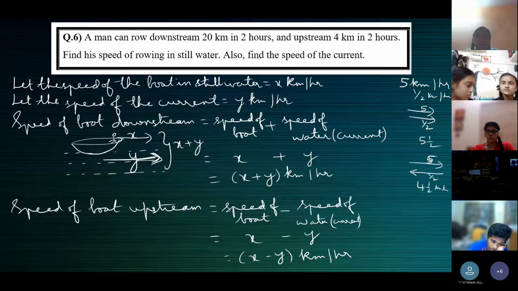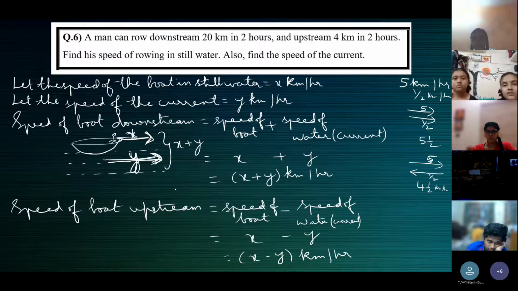That's why I've written let the speed of the boat in still water, that is without the influence of the water, be X. With the influence of the water, it will be X plus Y. Downstream is X plus Y. What is downstream? Rowing the boat in the same direction as the flowing water. That is going downstream. Water flows in this direction, and you're also rowing the boat in the same direction. Speed is X, speed is Y, net speed X plus Y.